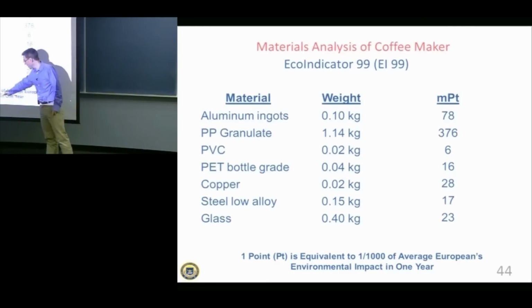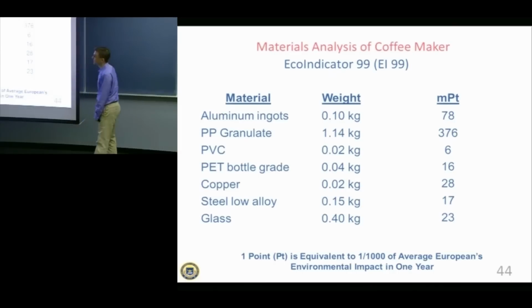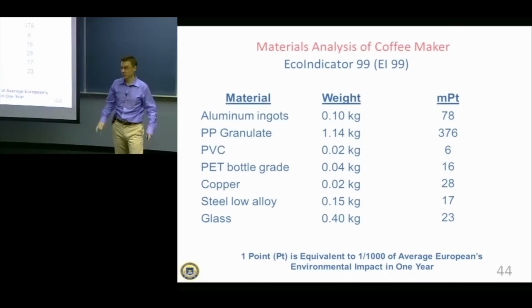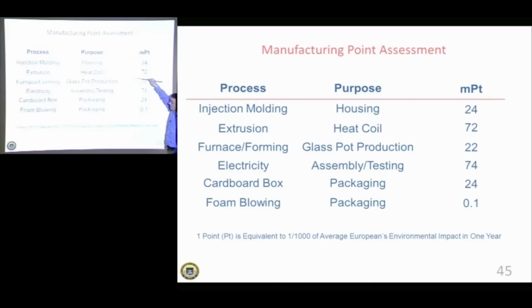Remember that 1 millipoint, or 1 point, is 1/1000th of the average European's environmental impact in a year. These are in millipoints. Just to give you a sense, we could look at energy just as well, and actually the story wouldn't be a whole lot different. So don't get hung up on the points. It's not what I'm trying to get across here. What I do want to use these slides for is just to talk about the processes.